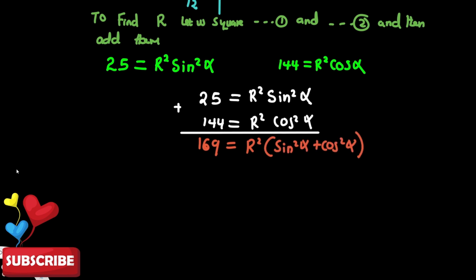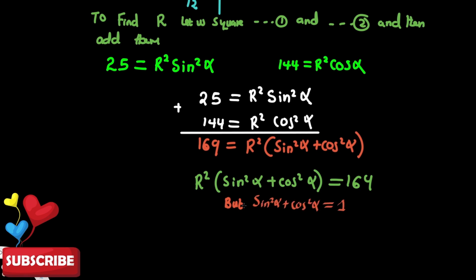Because I've already factored r out so that I can add the two, whatever is in the bracket is going to reduce to 1, since we remember that sine squared alpha plus cos squared alpha is 1. Then we remain with r squared equals 169, and we find the square root, and our r is 13. Now we are home and dry.